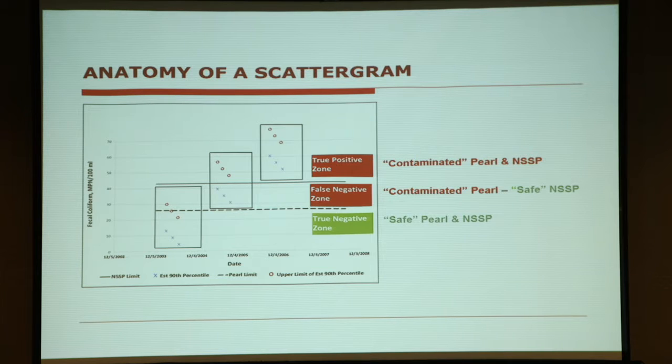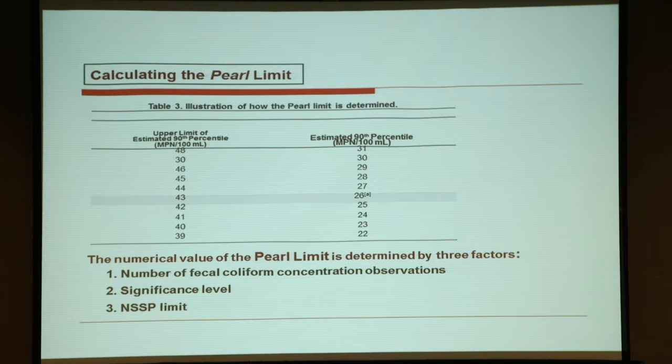Now, we consider this to be contaminated. However, this would still be open by the NSSP regulations. And the area below the Pearl limits is the true negative zone and safe according to the NSSP limit and our Pearl limit. Now, Pearl limits are calculated by sorting the upper limit of estimated 90th percentile coliform concentrations values from the largest to the smallest.